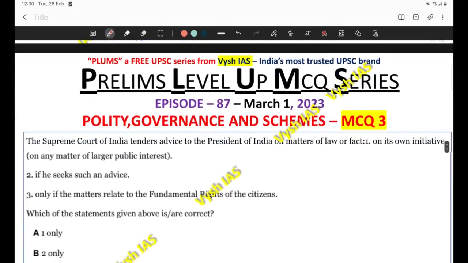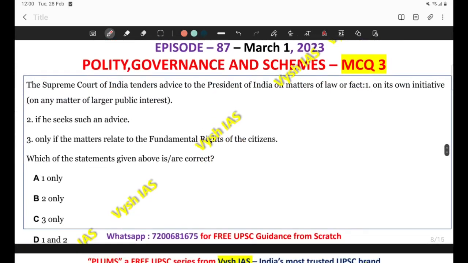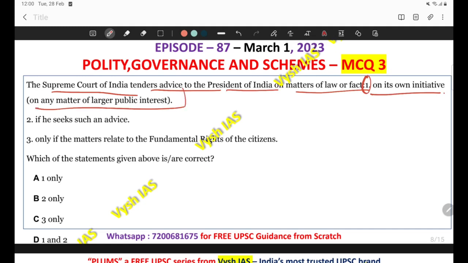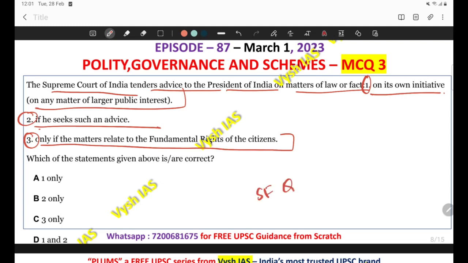Then come to the third question. The Supreme Court of India tenders advice to the President of India on matters of law or fact. First reads, on its own initiative, on any matter of larger public interest. Second is, if he seeks such an advice. Third, only if the matters relate to fundamental rights of the citizens. This is a pretty standard fact question taken directly from Lakshmikant.